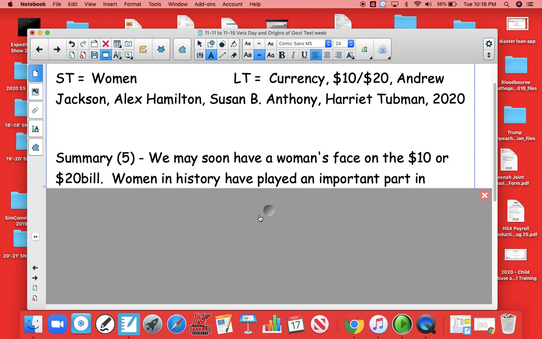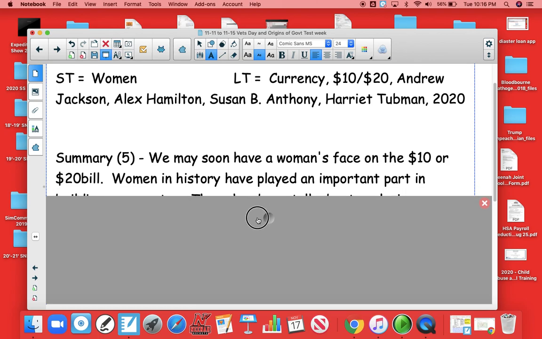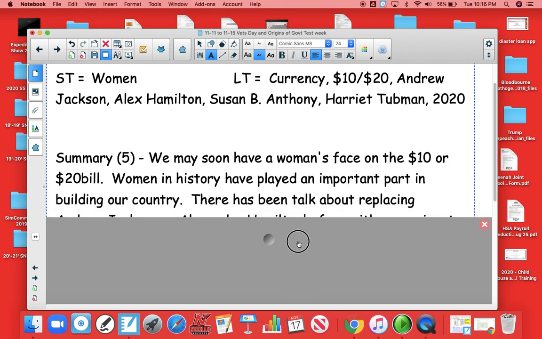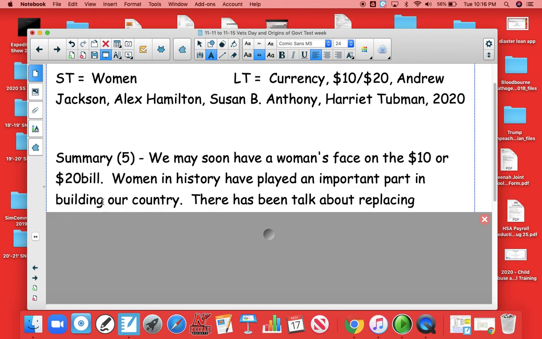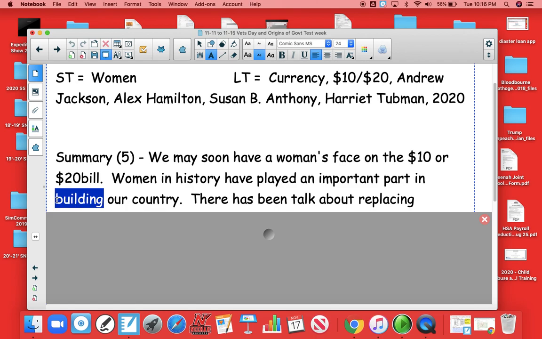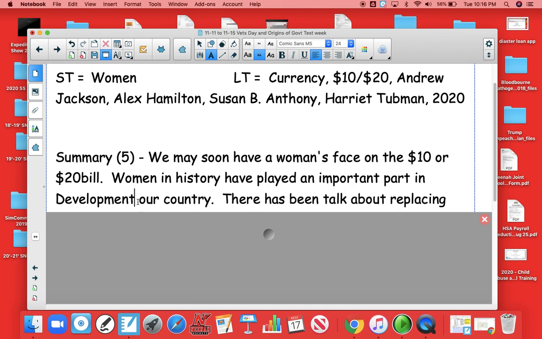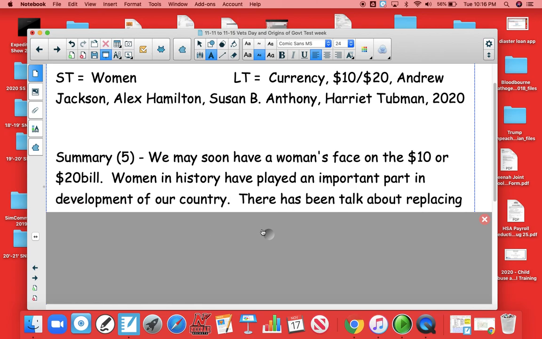I'm going to tell more about the article and what I've found out. And I would maybe say, women in history have played an important part in the building of our country. Or maybe I should say, the development. That sounds better. Of our country. I'm hoping you see that revising is something that I constantly do and that you should constantly do as well. Let's move on.